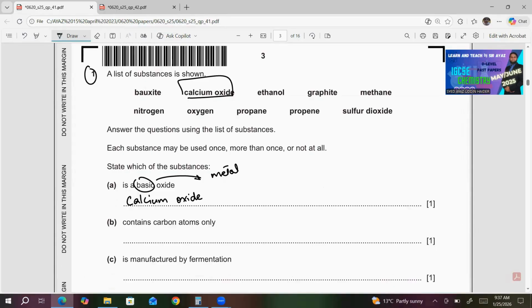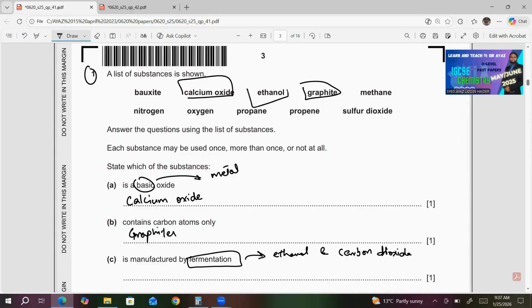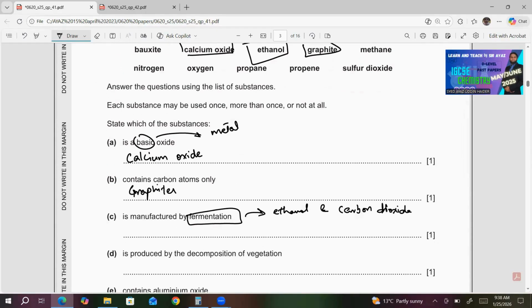B contains carbon atoms only. Now they are talking about the allotrope of carbon. One of the allotrope I can see here in the list, that's graphite. The other allotropes are diamond and Buckminsterfullerene. C is manufactured by fermentation. You know, in fermentation, what you will get? We will get ethanol and carbon dioxide. So if you look at the list, you will find ethanol in the list. So I'm going to write ethanol here.